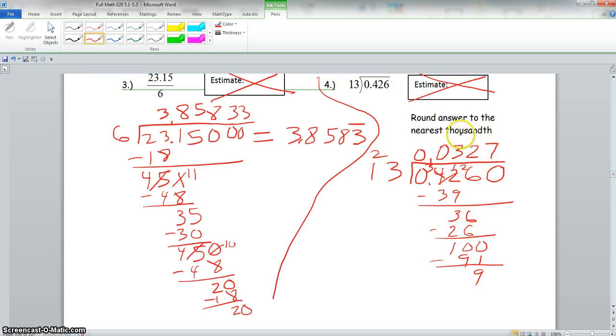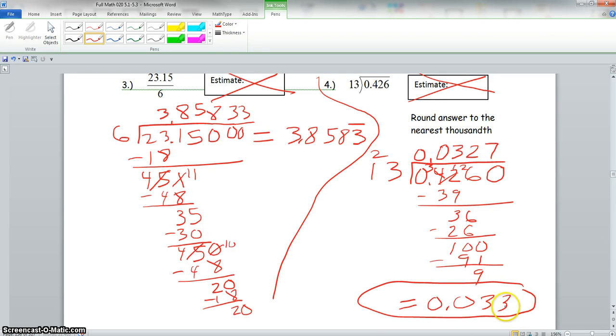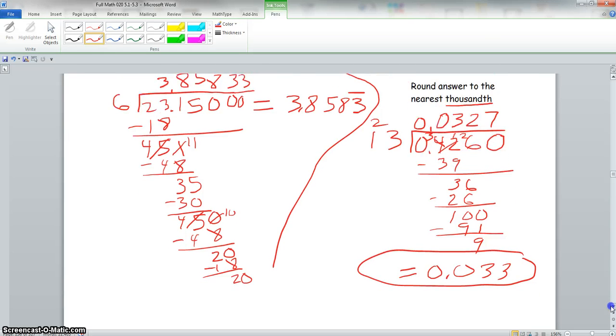Now we need to round to the nearest thousandths. Now this 2 is in the thousandths place. So we look to the right of it. The right of it, it has a 7. So that means we're going to add 1 to this 2. So then our final answer here would be 0.033. And remember, we do not go past the place value we're rounding to. Since we're rounded to the thousandths place, our answer ends at the thousandths place.